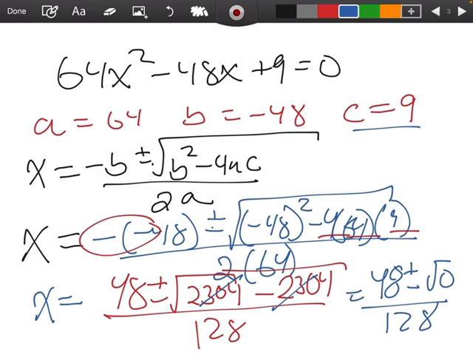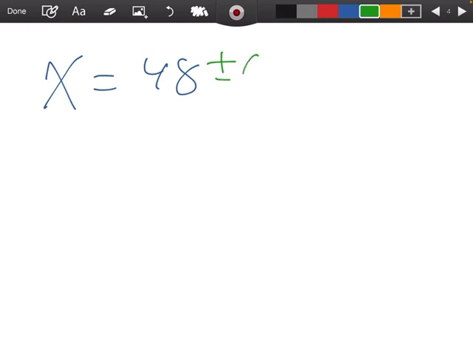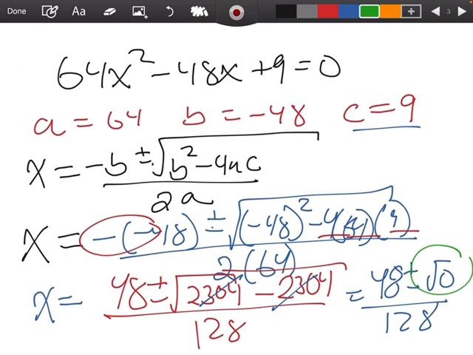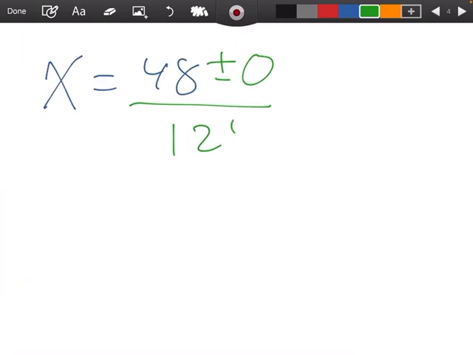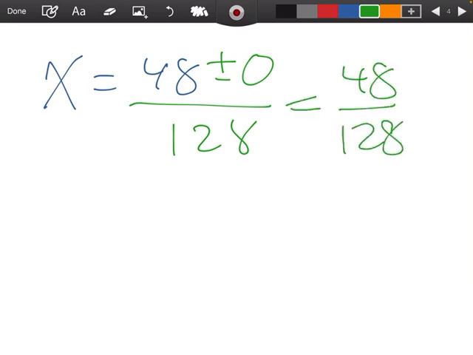Okay. So x is equal to 48. Y'all, let me come back one more time here. The square root of 0, that's just 0. Over 128. Yeah, 128. So now, when we do 48 plus 0 or 48 minus 0, y'all, we're still going to get 48 over 128. Oh, man, I don't know.